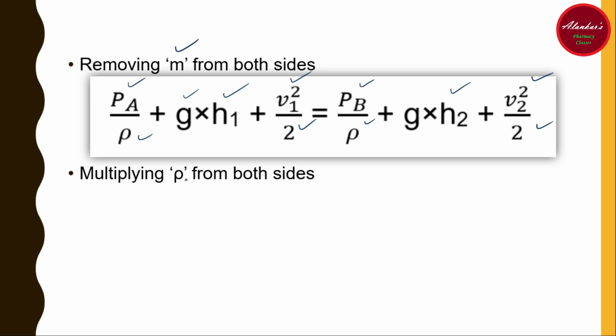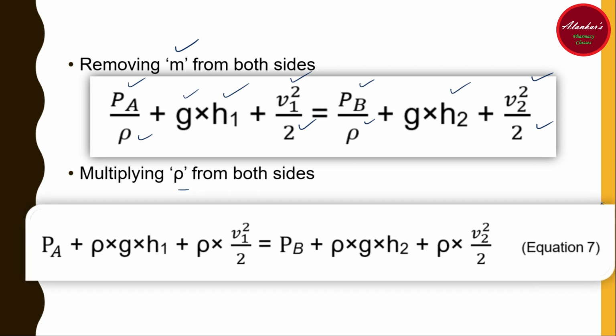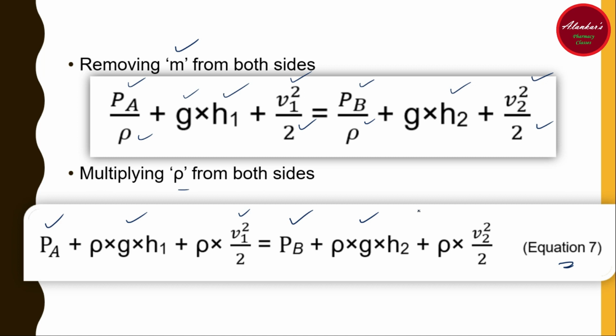Now if we multiply by rho on both sides, we will get equation 7, that is PA plus rho multiplied by G multiplied by H1 plus rho multiplied by V1 square divided by 2 equals PB plus rho multiplied by G multiplied by H2 plus rho multiplied by V2 square divided by 2. Here PA is the pressure at point A and similarly PB is the pressure at point B. This is equation 7.